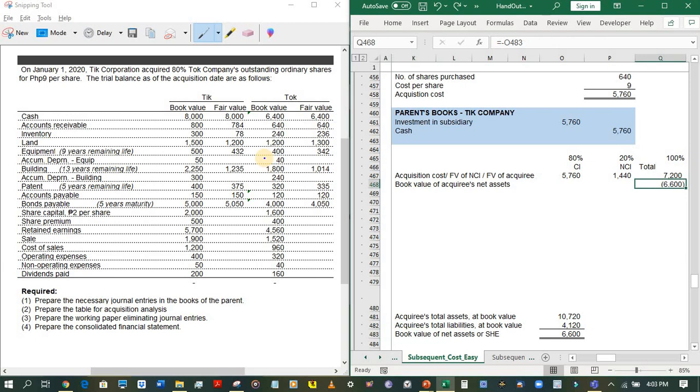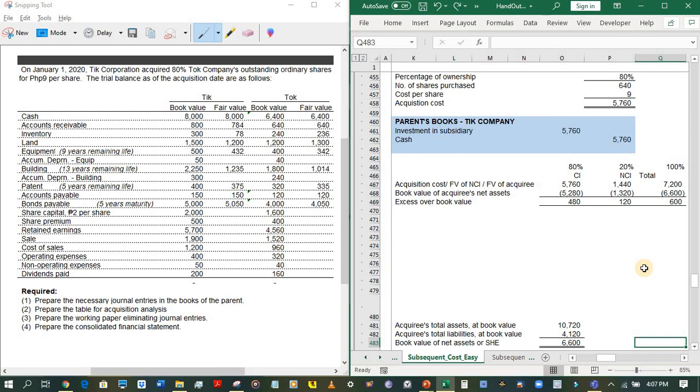So that is the amount that will be supplied under the book value of acquiree's net assets, 6,600. And for the 6,600, let's determine the share of the non-controlling interest, and that is at 20%, or 1,320. That is computed by 6,600 multiplied by 20%. And for the share of the controlling interest, it is 6,600 times 80%, or 5,280. Now, let's determine the excess. So the excess is 480 for the controlling interest, 120 for the NCI, and 600 for the total for both controlling interest and non-controlling interest. And we call this the excess over book value.